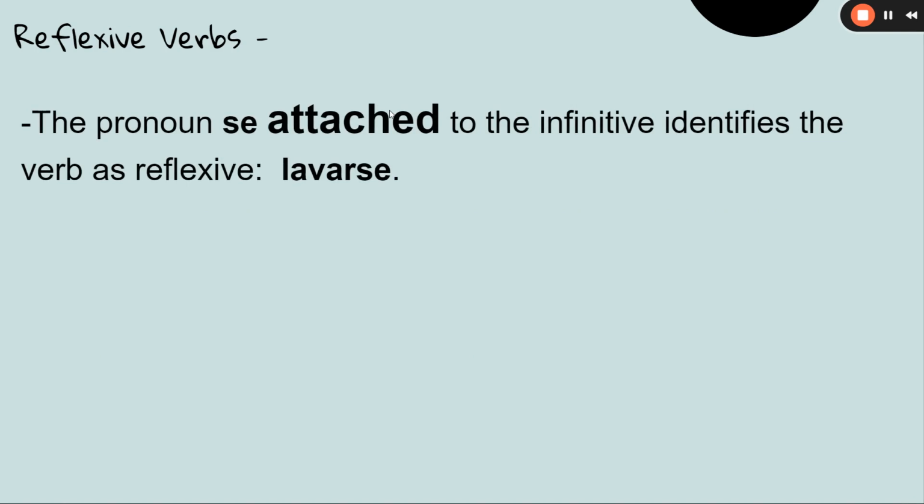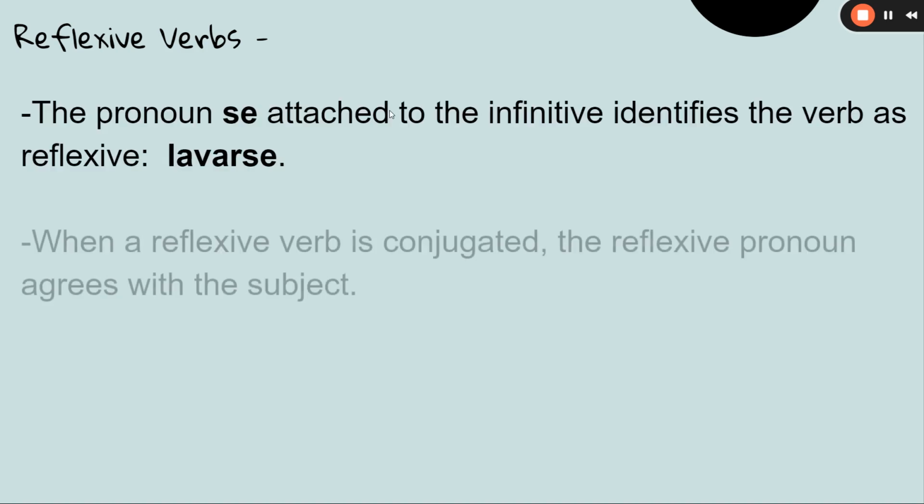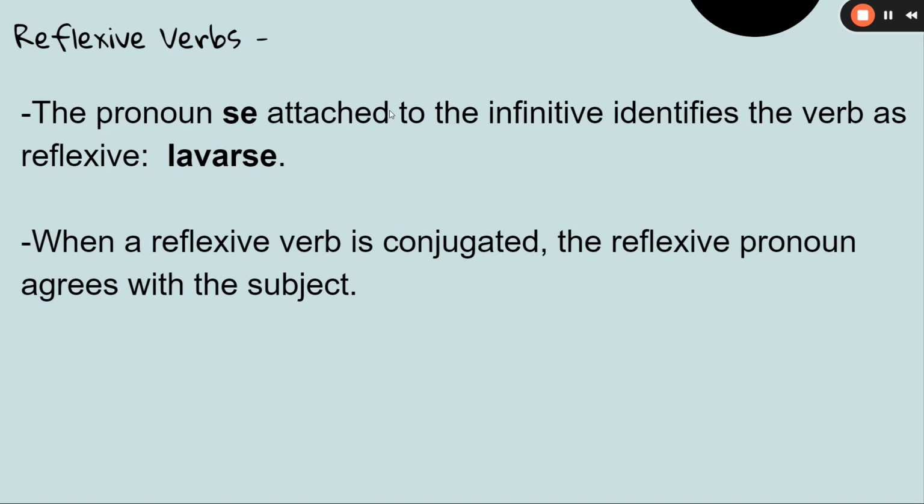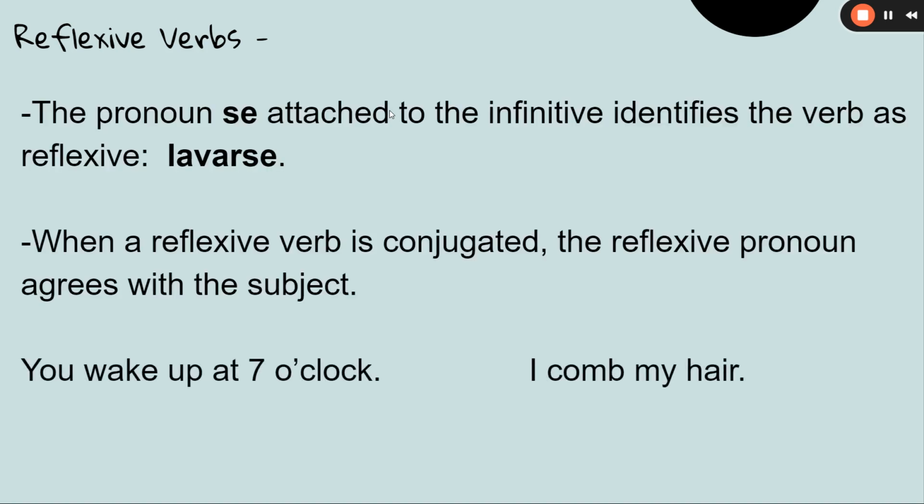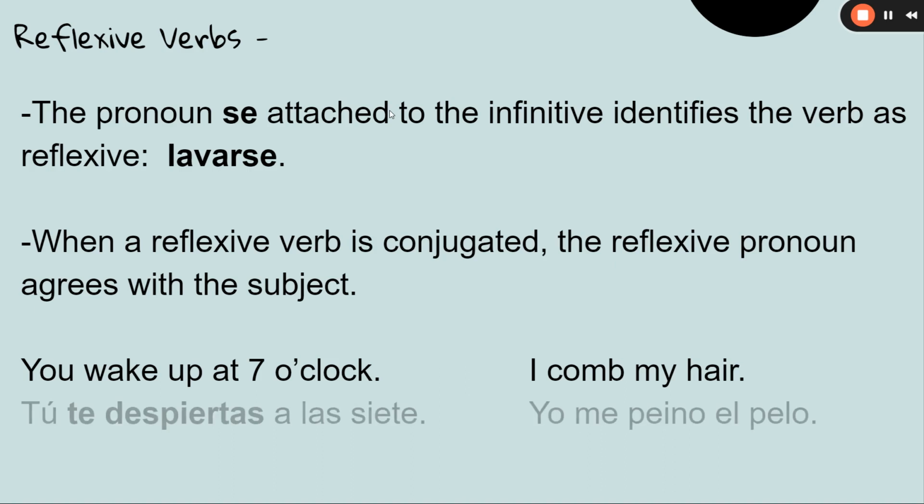The pronoun se is attached to the infinitive, and it identifies the verb as a reflexive verb. When a reflexive verb is conjugated, the reflexive pronoun agrees with the subject. You wake up. So who's doing the waking up? You are. So what is the pronoun for you? Te. So, tú te despiertas a las 7. I. So me goes with I. So yo me peino el pelo.